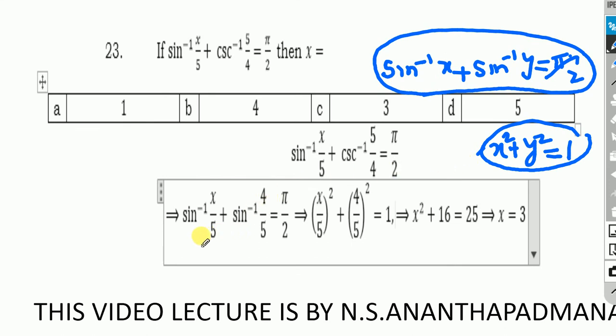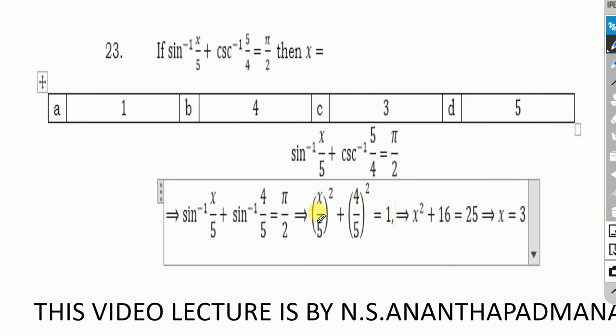So here I have sine inverse of x plus sine inverse of y as pi by 2, where x is x by 5 and y is 4 by 5. Therefore x square plus y square is equal to 1. That is x by 5 whole square plus 4 by 5 whole square is equal to 1. So multiply by 25, that is 5 square is the LCM. So I have x square plus 4 square, that is 16, is equal to 25. Or x square is equal to 9 or x is equal to 3. That is option C is the right answer.